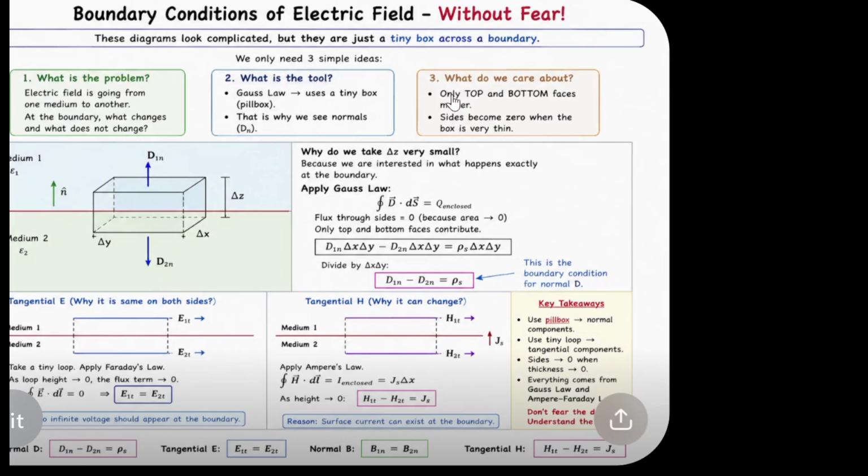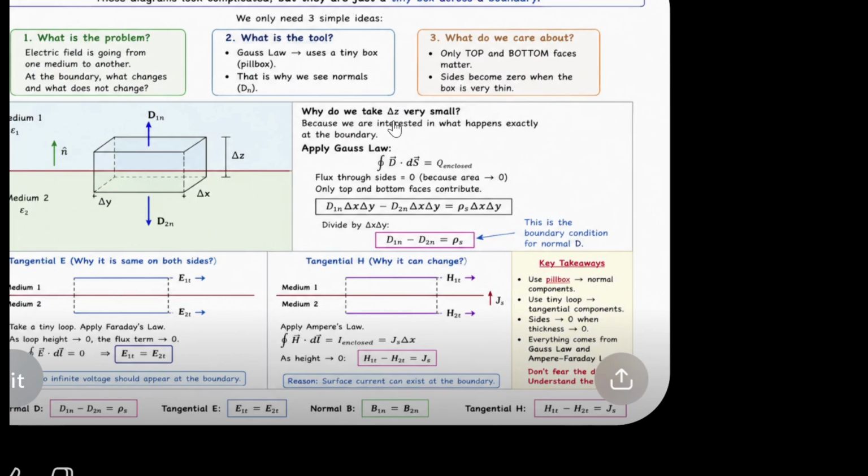What do we care about? Only the top and bottom faces. Sides become zero when the box is very thin. So when the box is very thin, the sides are zero, but the top and bottom will be there. Why do we take delta Z very small? This is delta Z. Because we are interested in what happens exactly at the boundary.